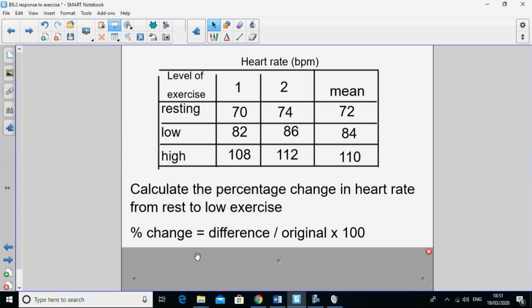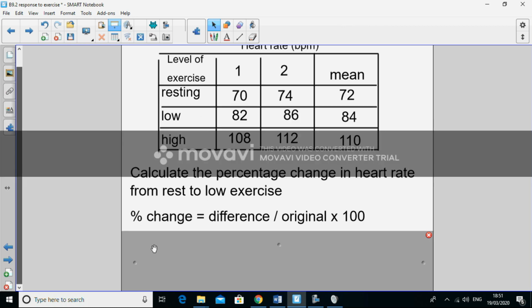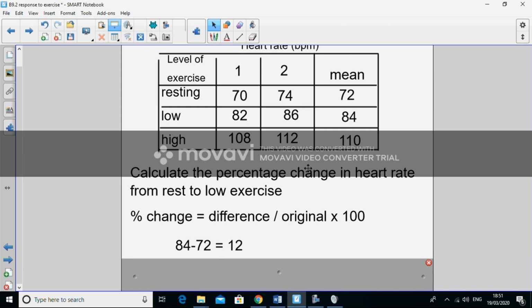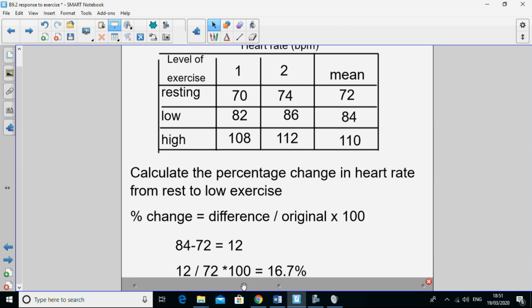Good. Okay, so here is your equation. Change is difference over original. The difference is 84 take away 72, which is 12 beats per minute. The original was 72. So 12 over 72 times 100. Hopefully you've got the answer of 16.7%.